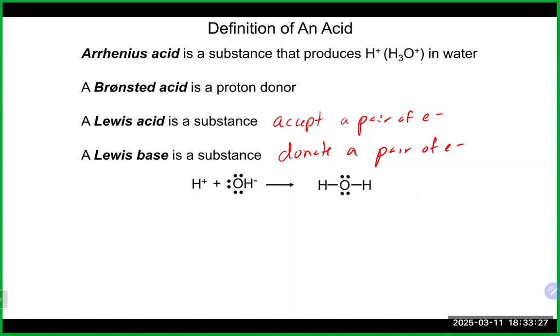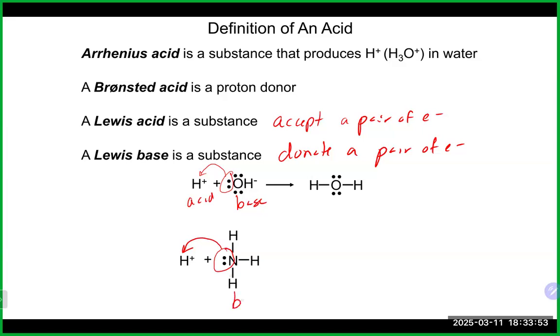If we take a look at this one here, the hydroxide is going to donate a pair of electrons to the H+, and that would make our hydroxide the base, and this would be our acid. Now, ammonia has a pair of electrons that it can donate over, and that would make this the Lewis base and this our Lewis acid.